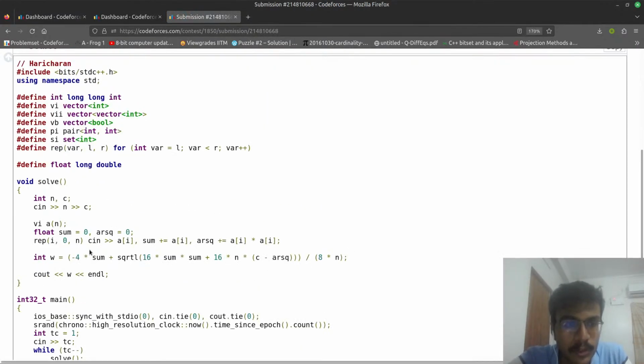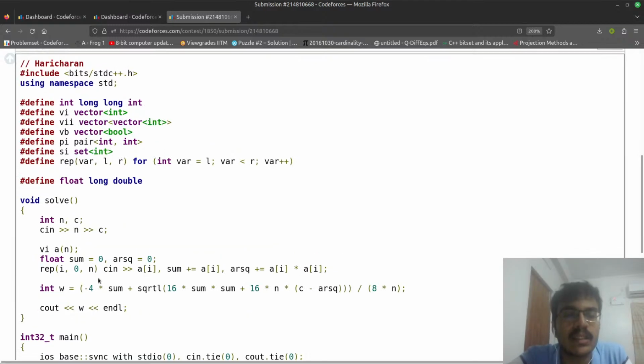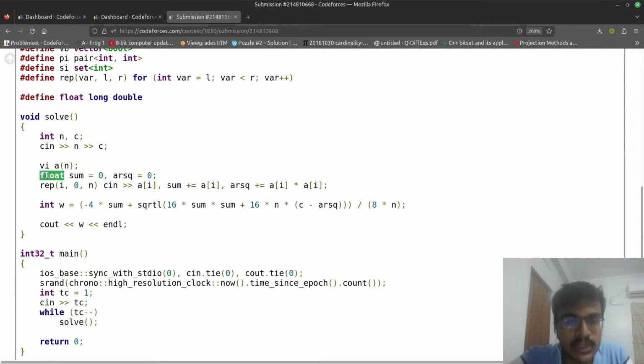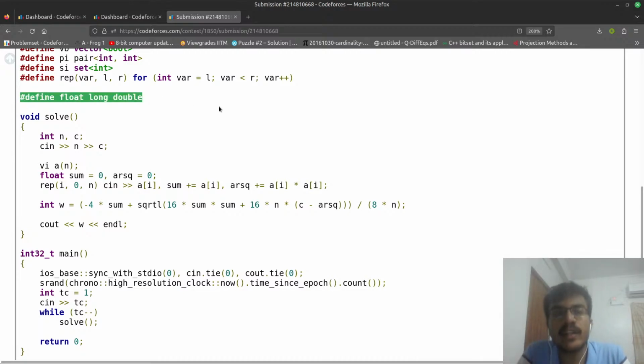I'll zoom this up a bit also. So I've also made them floats. I made them floats because it's a bit easier to essentially take square roots and stuff like that. If you're working with floats, you can do this with an integer also, but that might lead to some errors. So I'm just using floats here. Also, I have #define float long double in my template. That means all my floats are redefined to long doubles, and long doubles are more precise than floats, so I can always use long doubles.